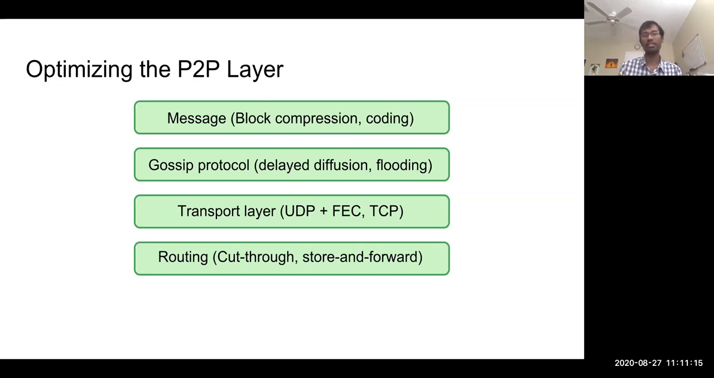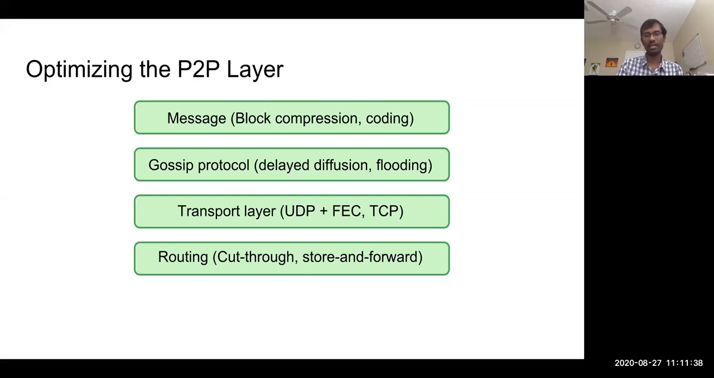Or we could change the routing, we could do something like cut-through routing, where instead of downloading a block in its entirety before forwarding it to your neighbor, you immediately start forwarding a block once you receive even just a small portion of it. And indeed, all of these approaches have been proposed in the literature.